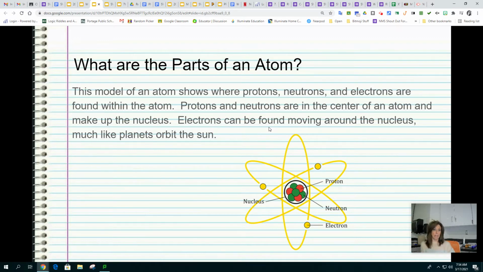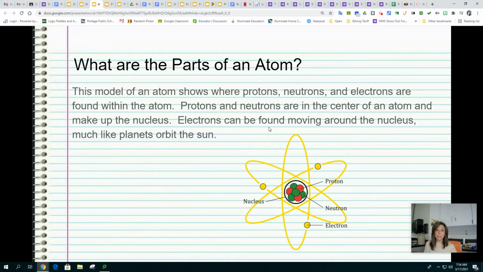This model of an atom shows where those 3 parts are. We have the protons, the neutrons, and the electrons, and they're found within the atom. In the center of the atom is where most of the mass of the atom is. Atoms are not very massive, they're very light, but the mass is found mostly in the center. And that's where you're going to find 2 subatomic particles, protons and neutrons.